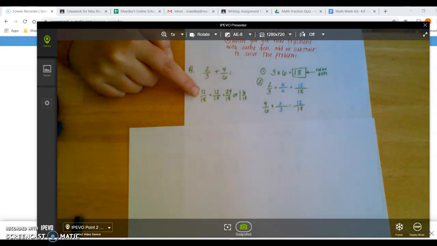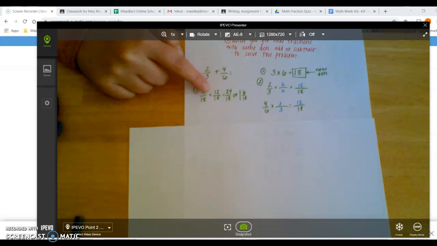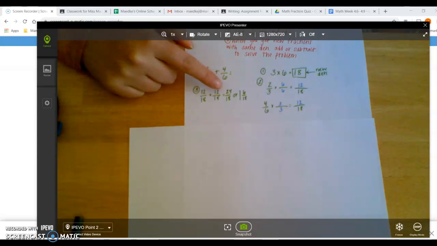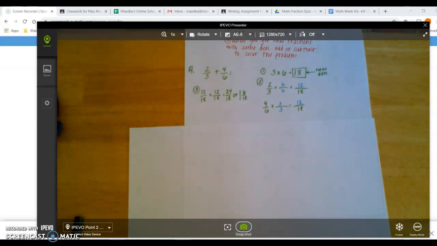Right here we are. 12/18 plus 12/18. We can add them because they are the, yep, say it, same. They have the same denominator. We add them, we get 24/18.